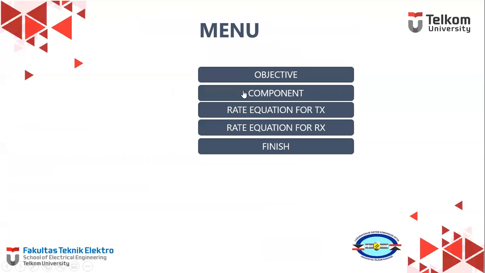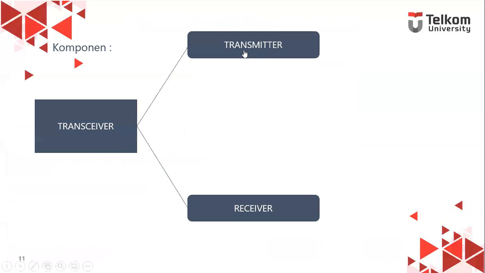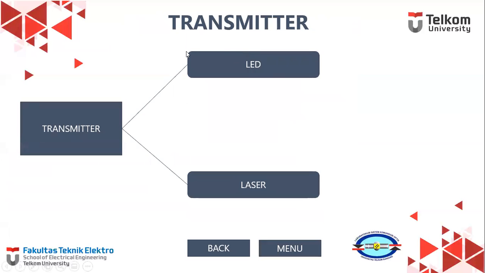Okay, we're gonna take a look at the transmitter. In the transmitter, we have two sources of light, LED and laser. First, we're gonna take a look at LED. LED stands for light emitting diode.